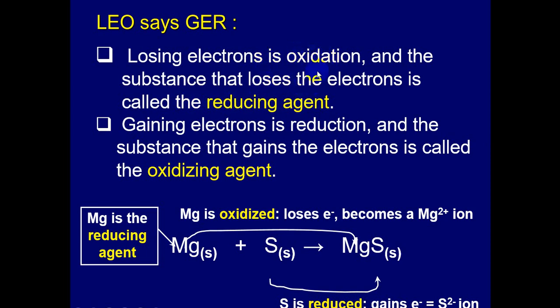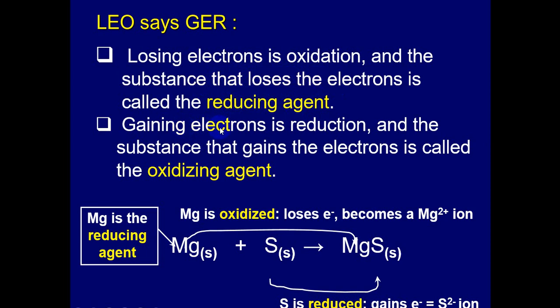And when it gives the electron to another atom or element, that element becomes reduced. So the one losing the electron becomes oxidized, and the element or atom that it gives the electron to becomes reduced. So the agent that is causing another element to become reduced is called the reducing agent.